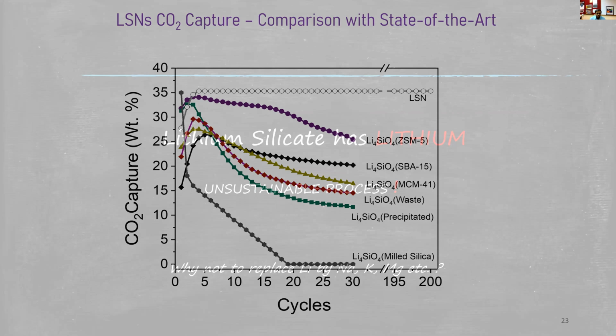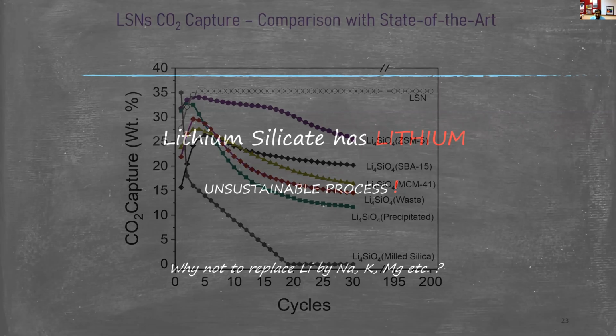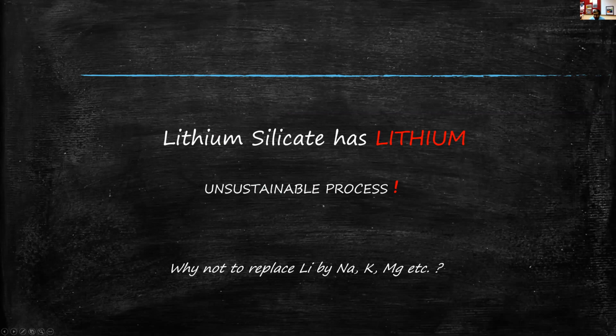Now one can ask this question: lithium silicate has lithium, and therefore ideally this is an unsustainable process. We know the challenges of the lithium-ion battery. Everyone is trying to replace lithium by something else, something cheaper and easily available, to make the lithium-ion battery sustainable. Exactly the same thing can be said for this process, that it has lithium, and therefore ideally this process is not sustainable.